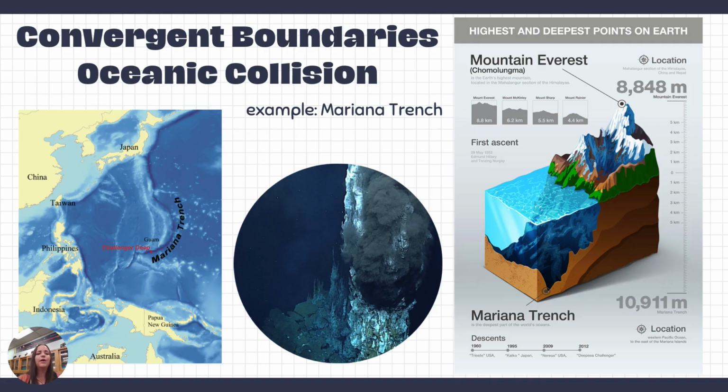All right, so an example of this on Earth is the Mariana Trench, which is the deepest trench on Earth. To give you some perspective, it is deeper than Mount Everest is tall. The elevation of Mount Everest is about 8,900 meters, and the Mariana Trench goes down more than 10,000 meters from the ocean surface. It's a very deep trench where two plates are colliding, and these are oceanic plate collisions.